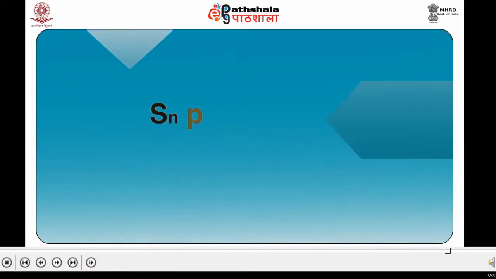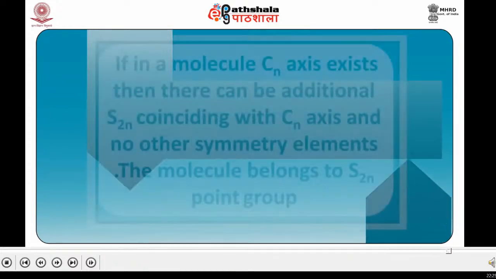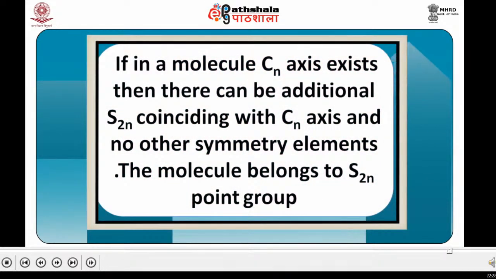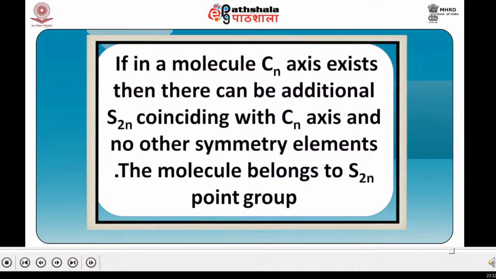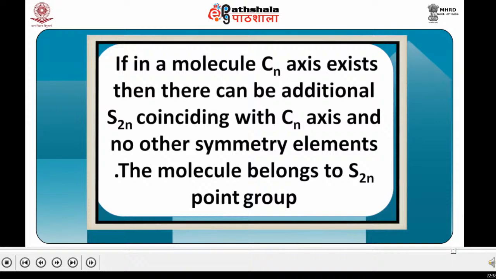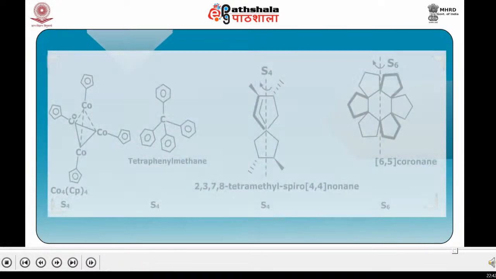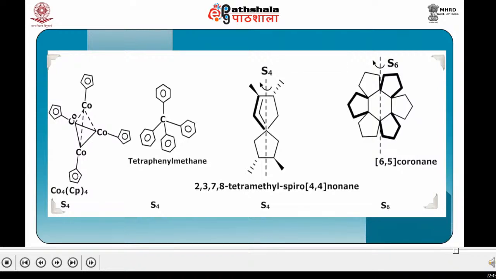Now, another type, the SN point group. If a molecule has a CN axis, check for an additional S2N axis coinciding with the CN axis. If it is there and no other symmetry elements are there, then the molecule belongs to the S2N point group. Possible examples are S2, which is equivalent to i, S4, S6, S8. That is, S2 is equal to i, that is Ci.